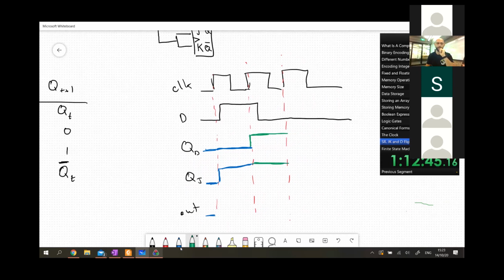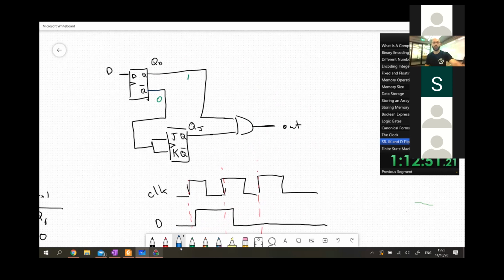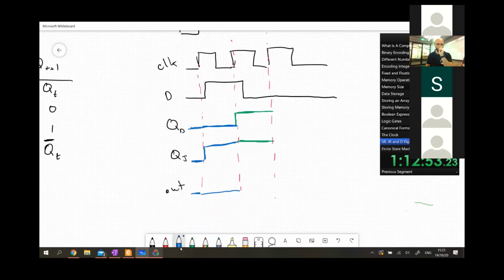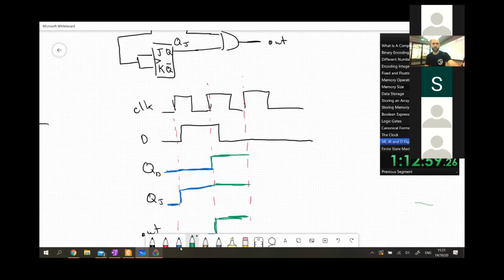So this output is meant to be 0 up until here. And look, we've got QD and QJ both equal to 1. So cool. We've got an output of 1 now. We'll just do our last stage here.